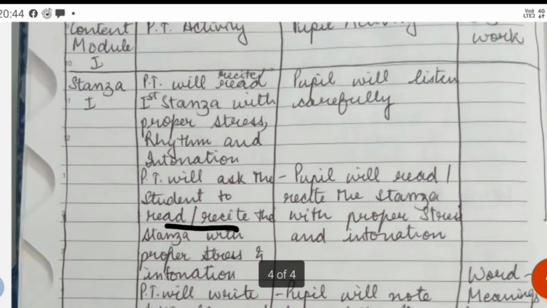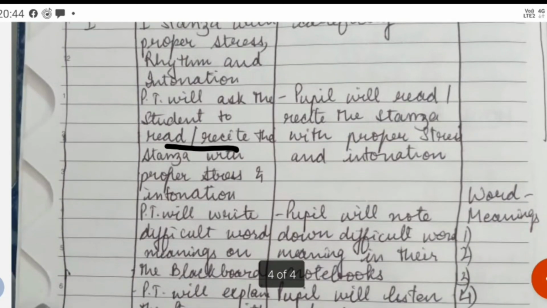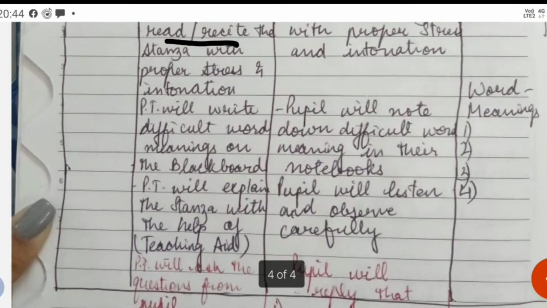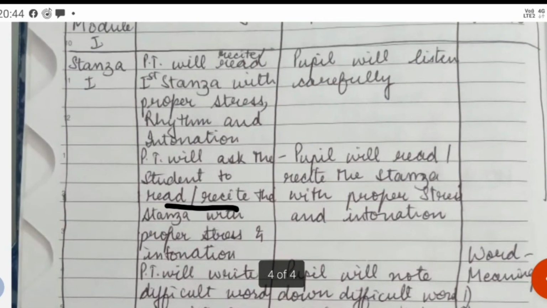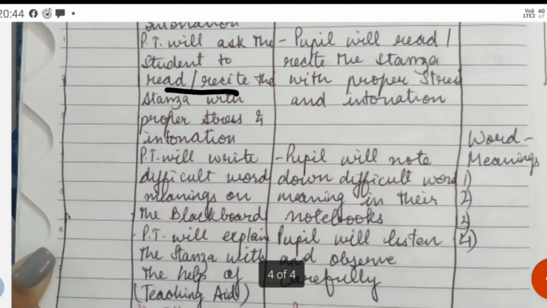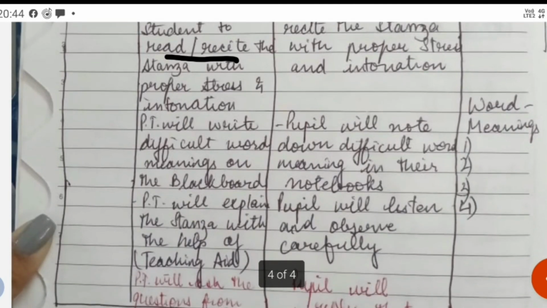Okay. Then while the teacher has asked one student, the pupil will read or recite the stanza or paragraph with proper stress and intonation. Again, no BB work. Then moving on to the next one, PT will write difficult word meanings on the blackboard. When PT is writing on the blackboard, what is the pupil doing? Pupil will note down difficult word meanings in their notebook, right? So on blackboard the teacher is writing, so on the BB work column we are writing the word meaning, right?